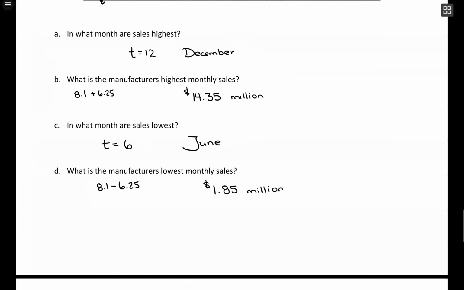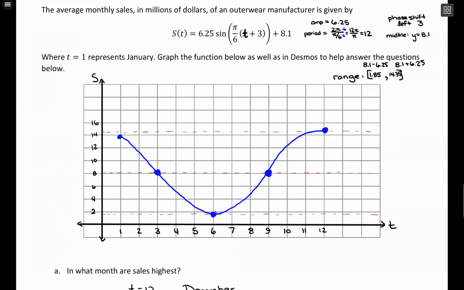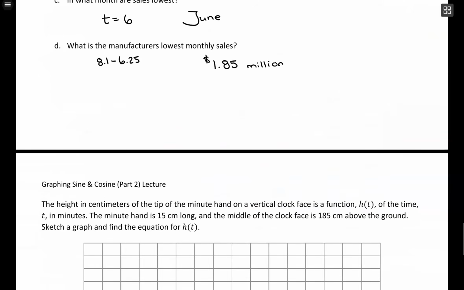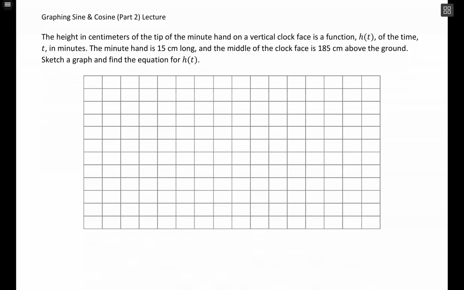Alright, so this is a case where they give us the function, and we just need to use the transformations to get a graph going, and then with that we can answer. But let's look at a case where all they give us are words. And how do we take those words and turn that into a sine or cosine function, along with our transformations? So, the height in centimeters of the tip of the minute hand on a vertical clock face is a function h of t of time.